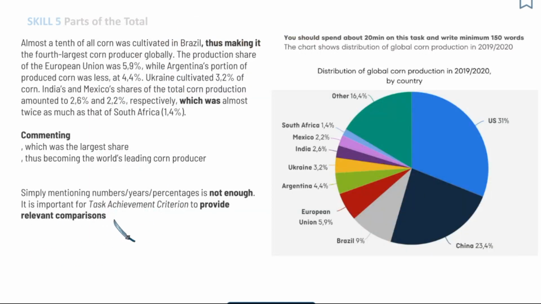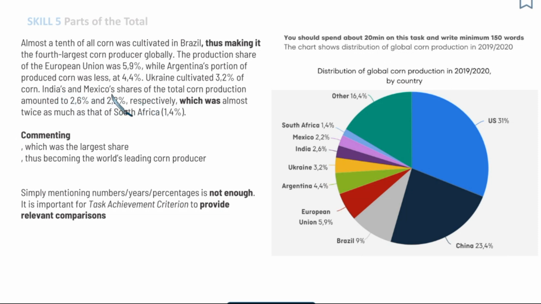So one of the ways to make these relevant comparisons is by commenting. And here in this paragraph, I have highlighted 2 ways of how you can make this commenting. So almost a tenth of all corn was cultivated in Brazil. You mentioned a piece of information and then you give a comment on this previous piece of information. You say, thus making it the 4th largest corn producer globally. This is one of the ways. Another way is by using which.